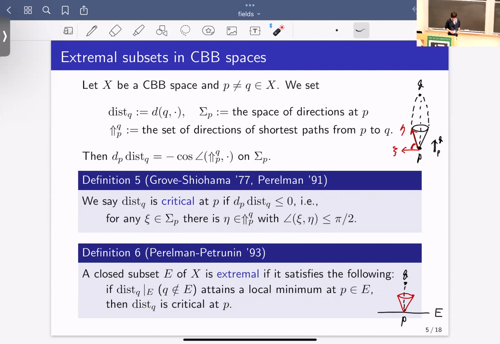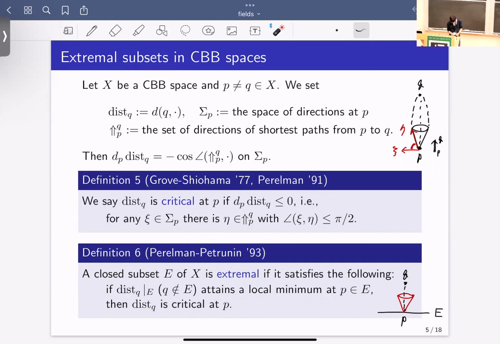Okay, so this notion of a critical point was first introduced by Grove and Shiohama in the Riemannian setting to prove their diameter sphere theorem, and later Perelman generalized it to the CBB setting. And he developed the Morse theory for distance functions.